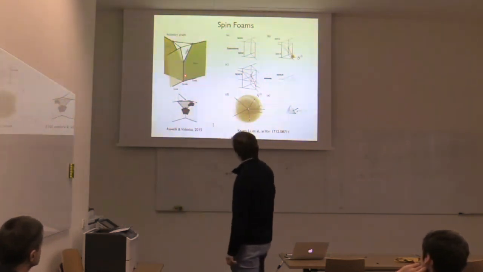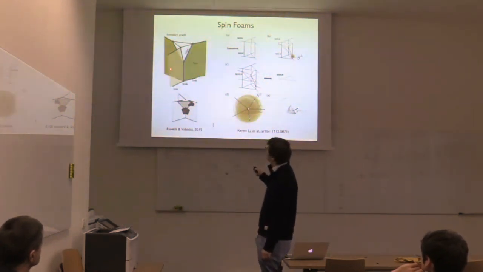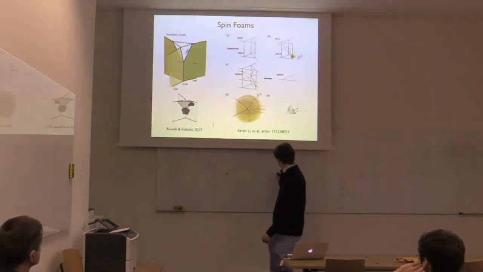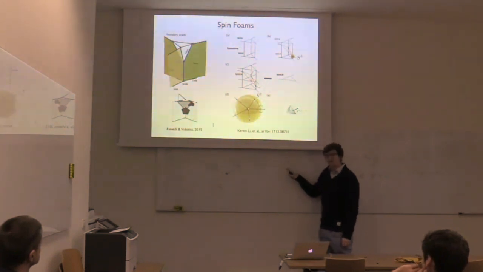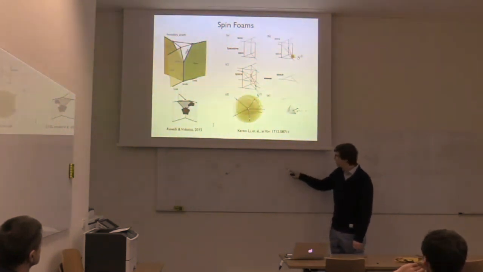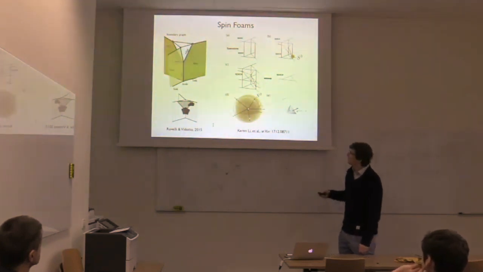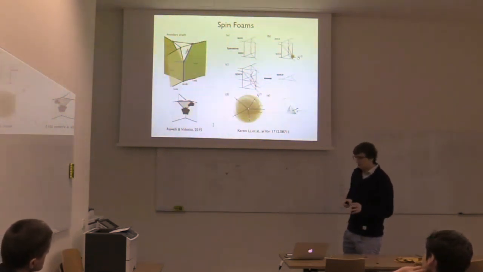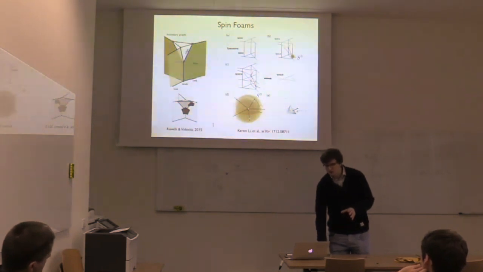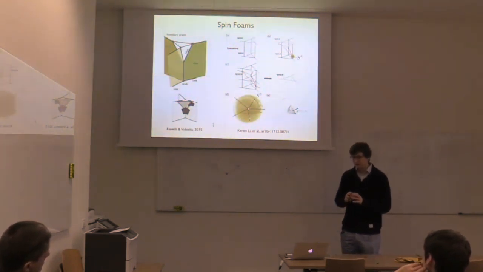This is a specific case of 2+1 gravity, because I already explained that when you have a trivalent node, these correspond to the triangulations in 2D. And a very important concept in loop quantum gravity is the so-called boundary amplitudes.